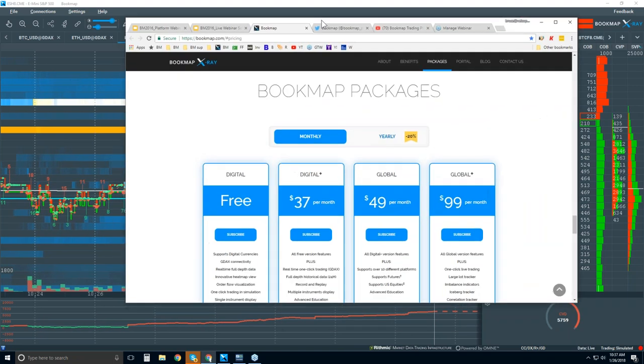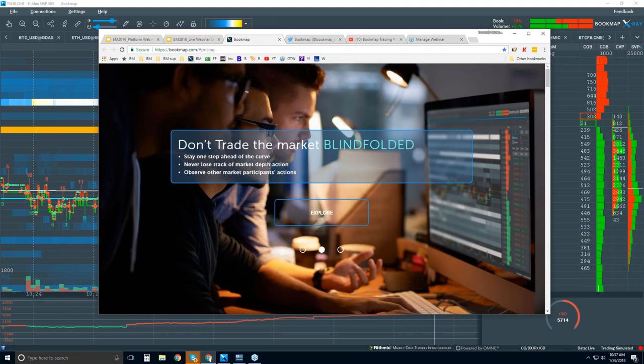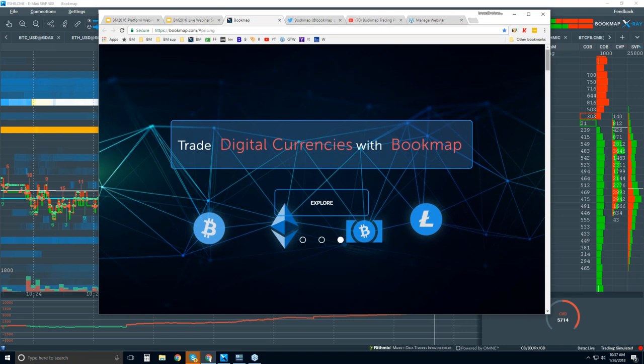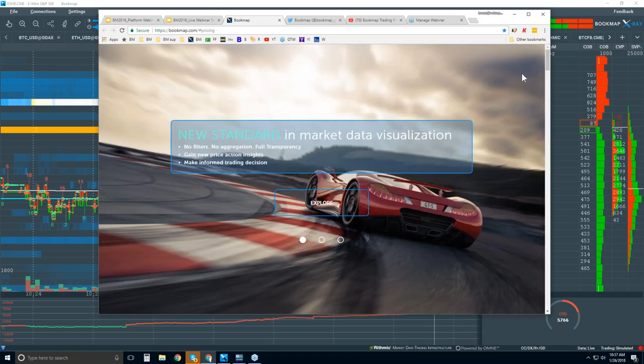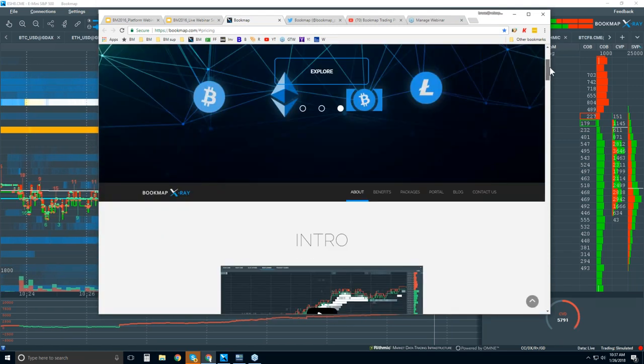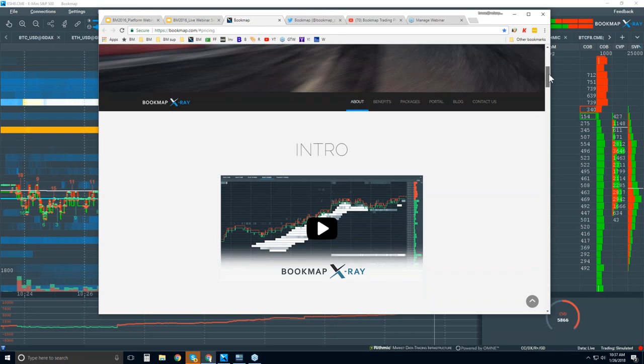Let me jump back into bookmap.com and go through some basics for those of you who are new, because we have a new beta version that we just released that has access to digital currencies. So now you can trade Bitcoin and Ethereum and Litecoin, et cetera.